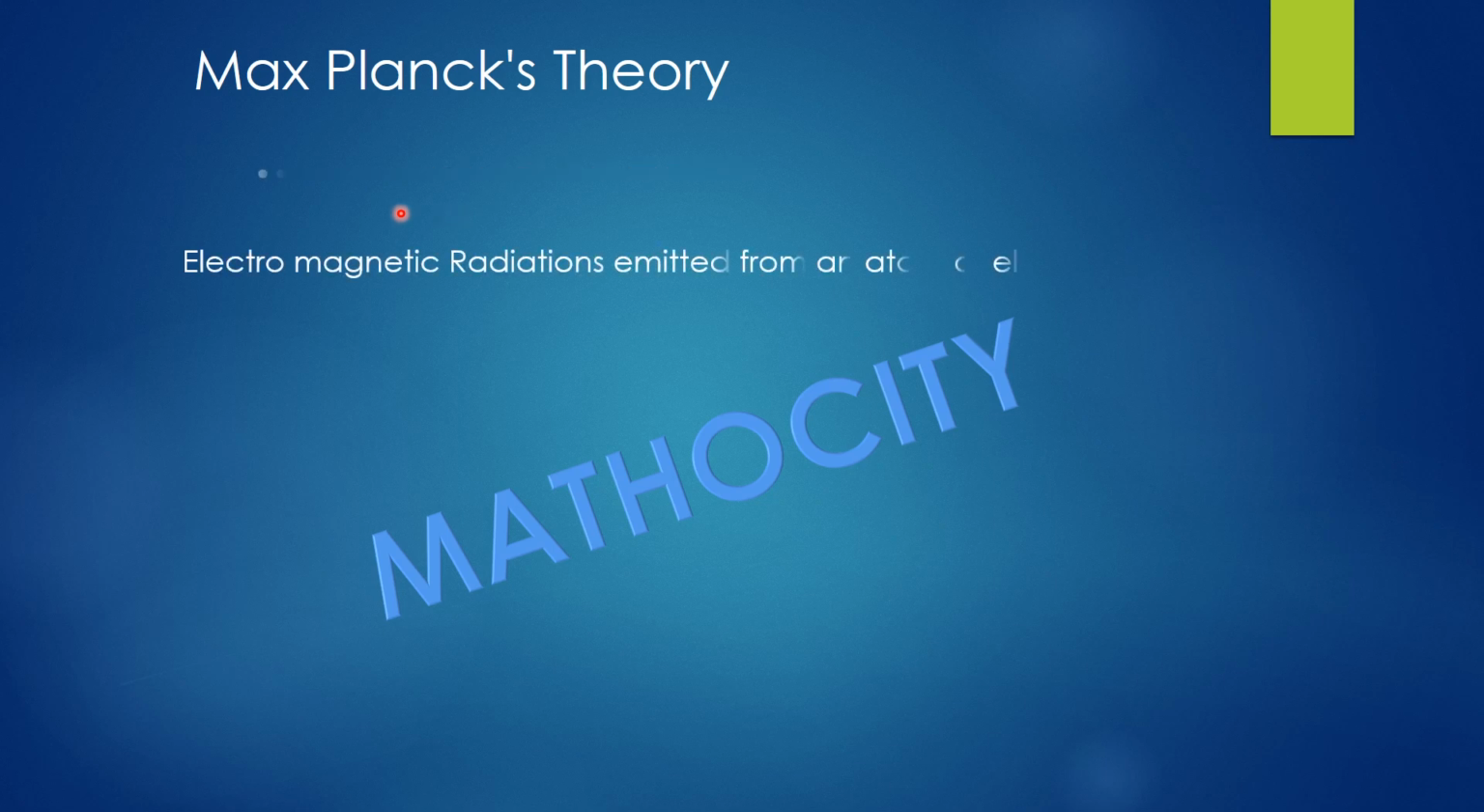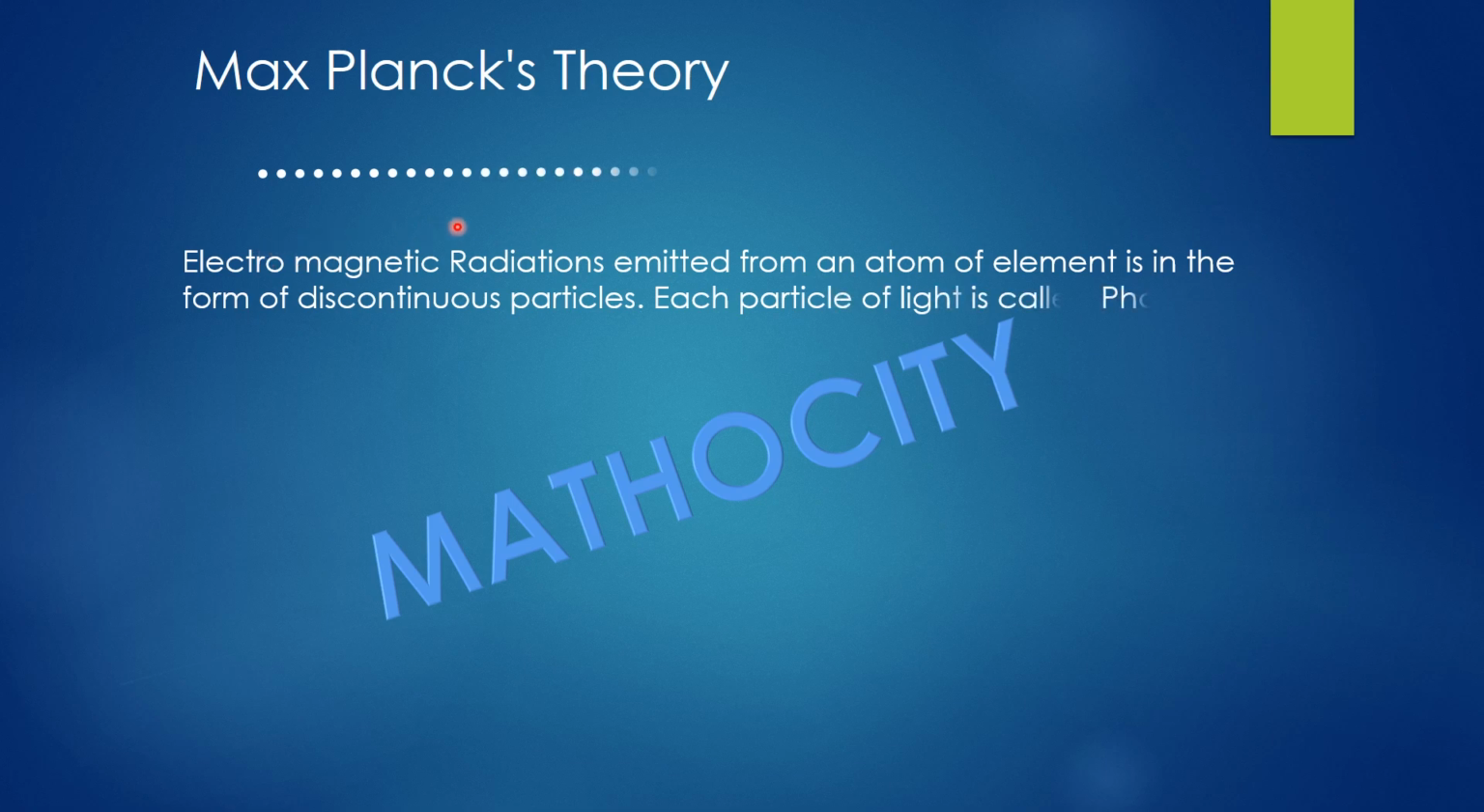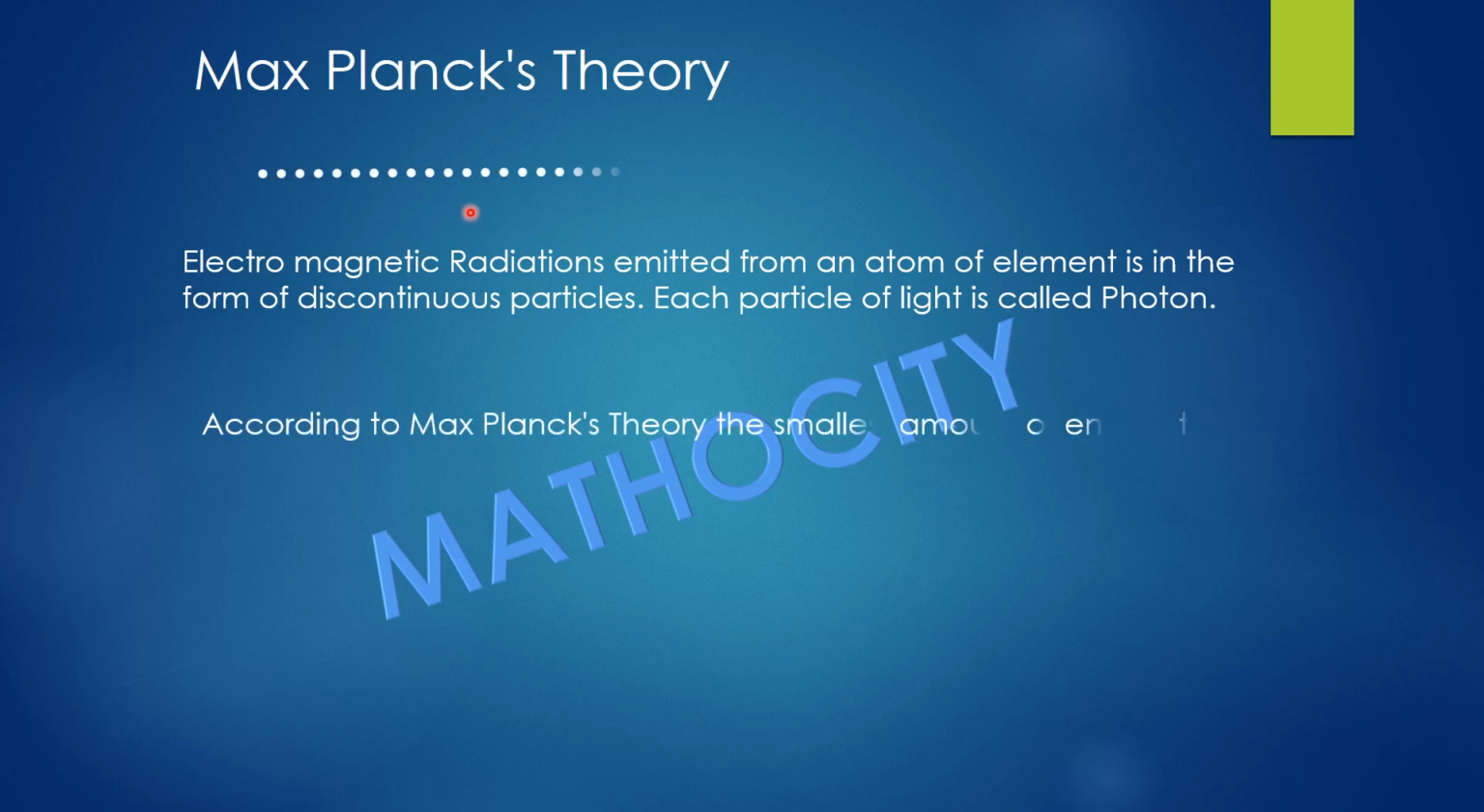So, electromagnetic radiations that are absorbed or emitted always travel in the form of tiny particles. Electromagnetic radiations emitted from an atom of an element are in the form of discontinuous particles. Each particle of light is called a photon. See this one, these are all photons. They are discontinuous. These are all small, tiny particles. Each particle is known as a photon.